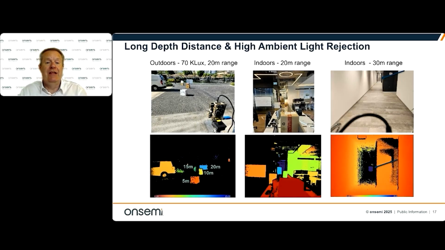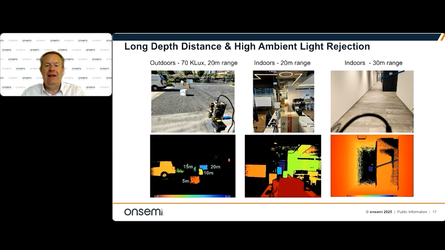Depth distance here is showing some examples of what you get out of the sensor. This is a false color map, where a color is applied to a particular depth. The sensor gives you what looks like a color image, but it's actually a false color image where the colors represent different depths. In this case, we're showing an outdoor scene at 70 kilolux, which is a lot of light, in a 20-meter range. So there's a lot of ambient light here, and you can get full deterministic distance at 20 meters.